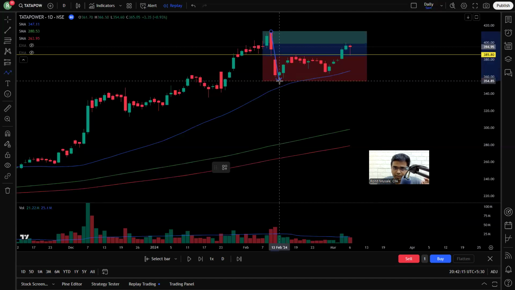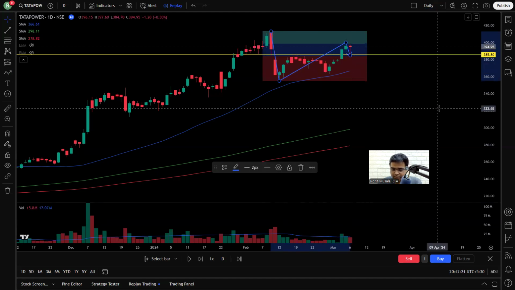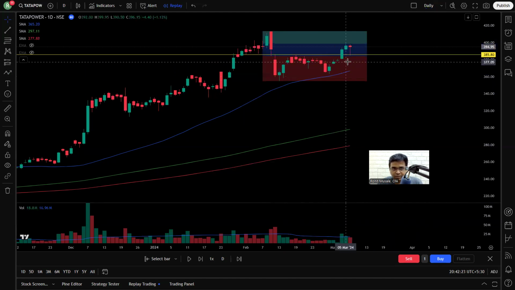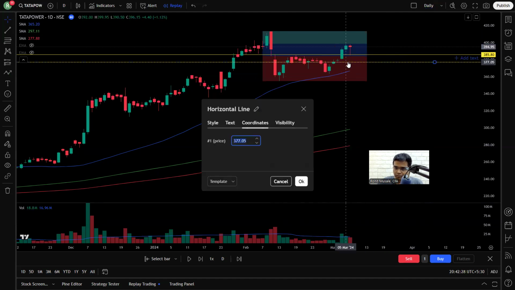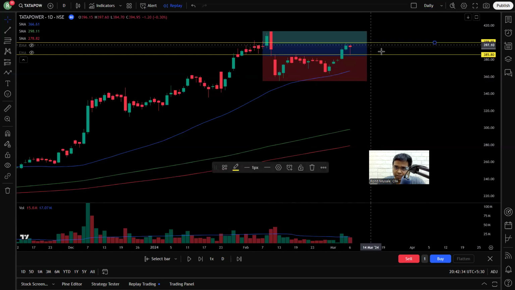So now let us look at this same base from a risk management point of view. There are 4 points in the base, correct? Now the high of this candle, which is 399.95. Okay. Now your buy point is in the green zone and your closing price is in the blue zone, which is not ideal. You want both the lines to be in the green zone.